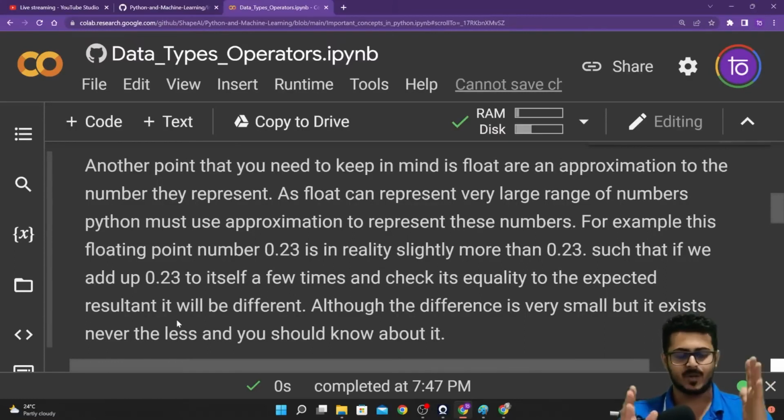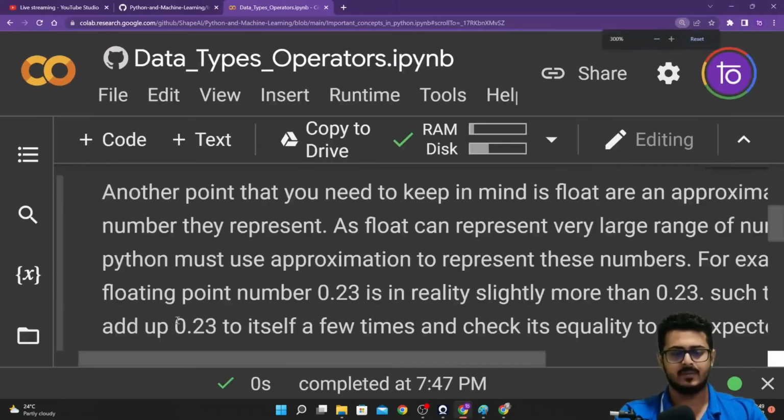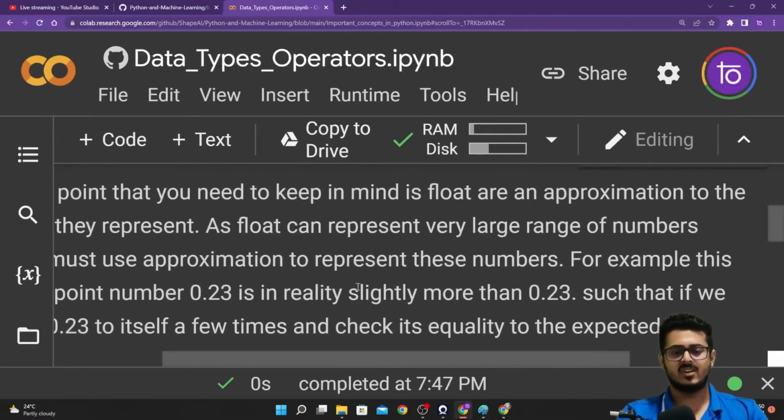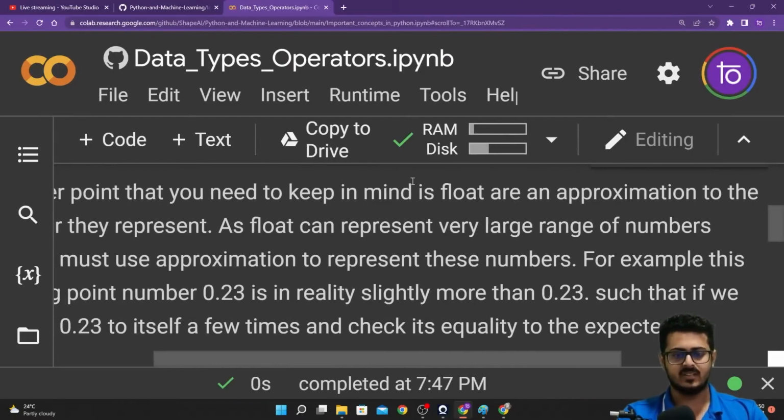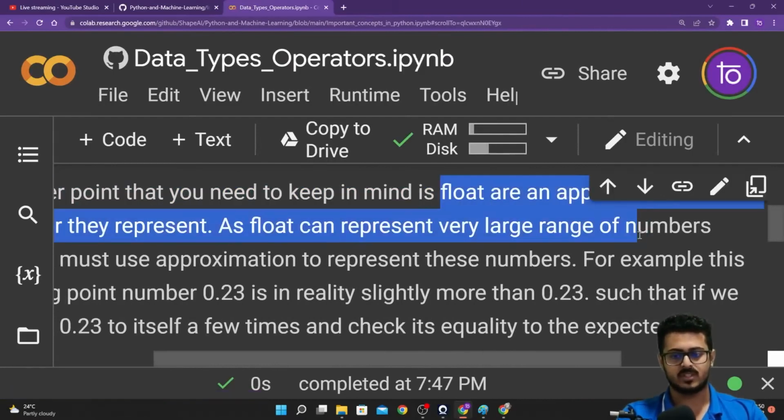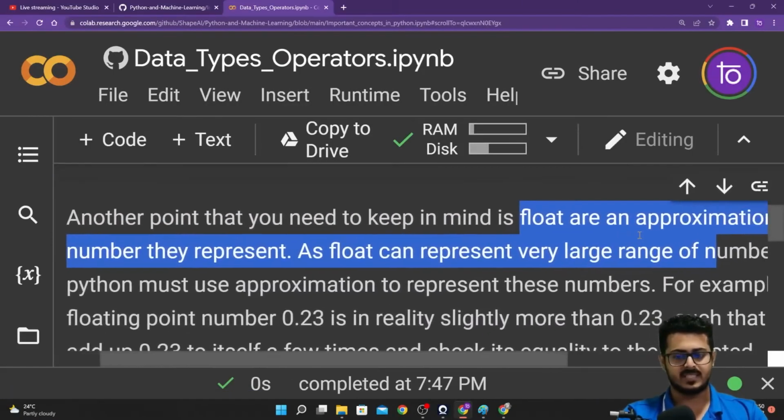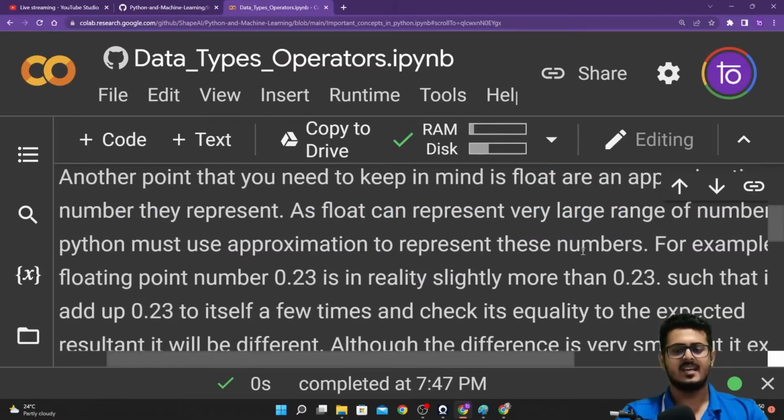Now, once you have engraved this line into your brain, then we can focus on learning what this particular thing means. Floats are an approximation to the number they represent. If you are still not able to understand the point, you can look at this text on the screen. As simple as that.